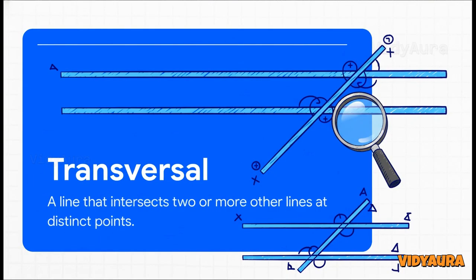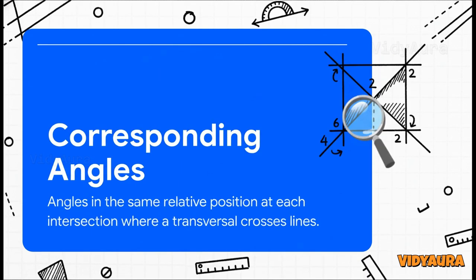All right, our first tool is this line cutting across the others, the one labeled T. It's called a transversal. You can think of it like our scanner or our probe. It lets us go in and measure and compare all the different angles that get created when it crosses the other lines.